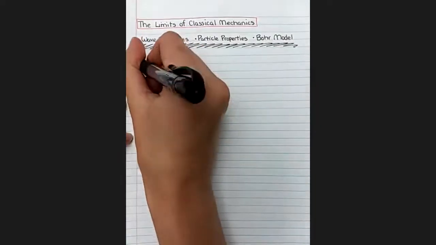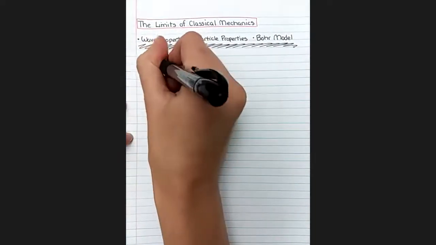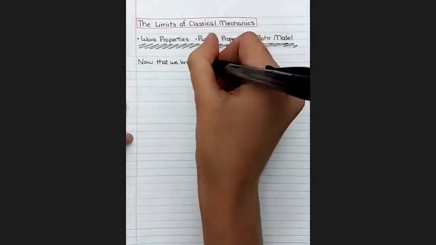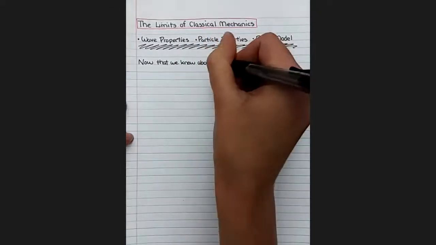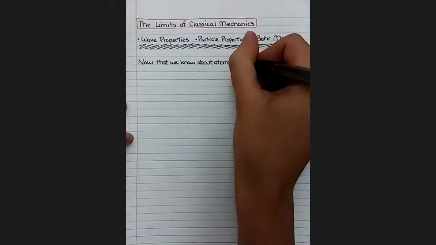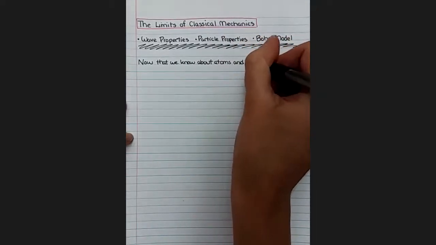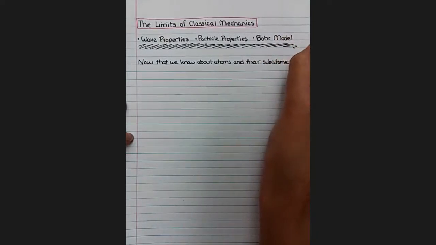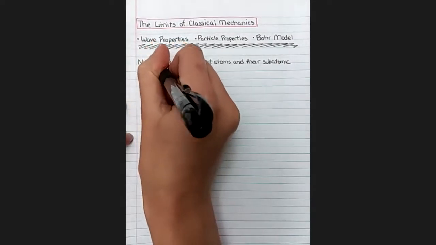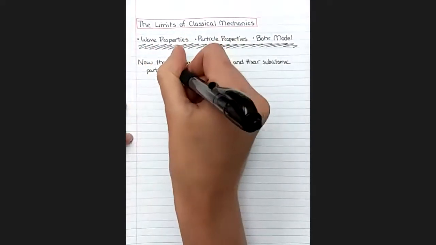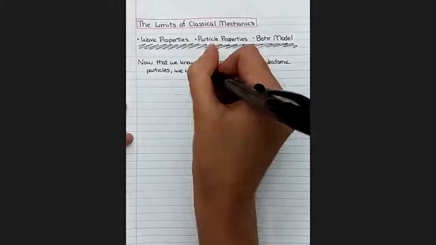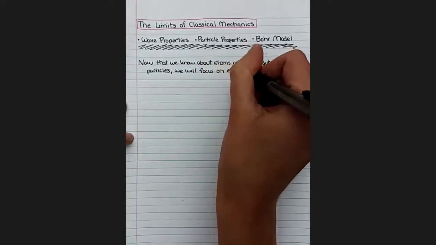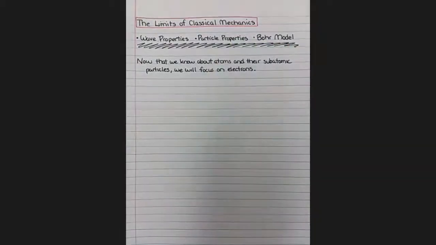So in the previous video, we focused on atoms. So now that we know about atoms and the subatomic particles inside of them, we're going to focus in on one type of subatomic particle, the electron, in this chapter. Because electrons are the reason that bonds and reactions between atoms and molecules happen.